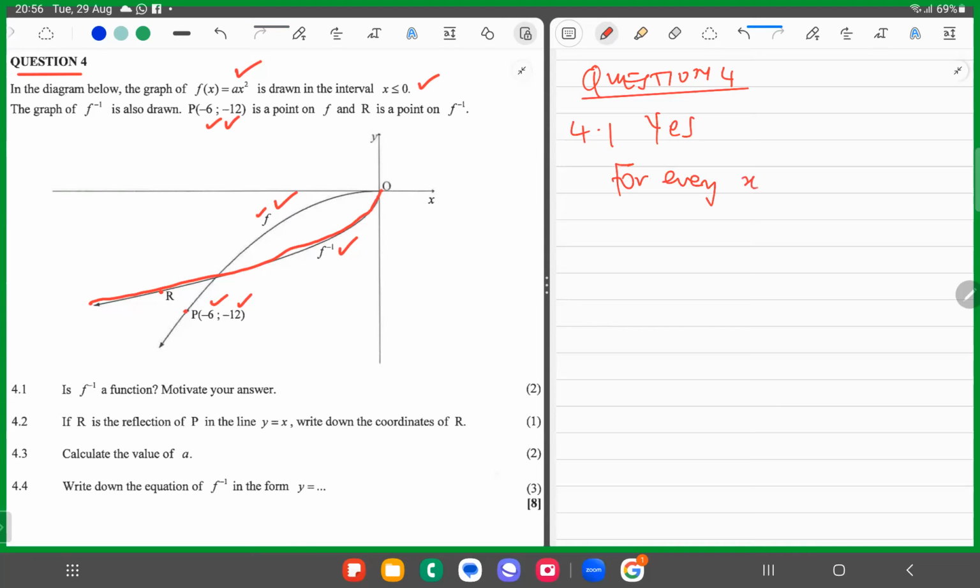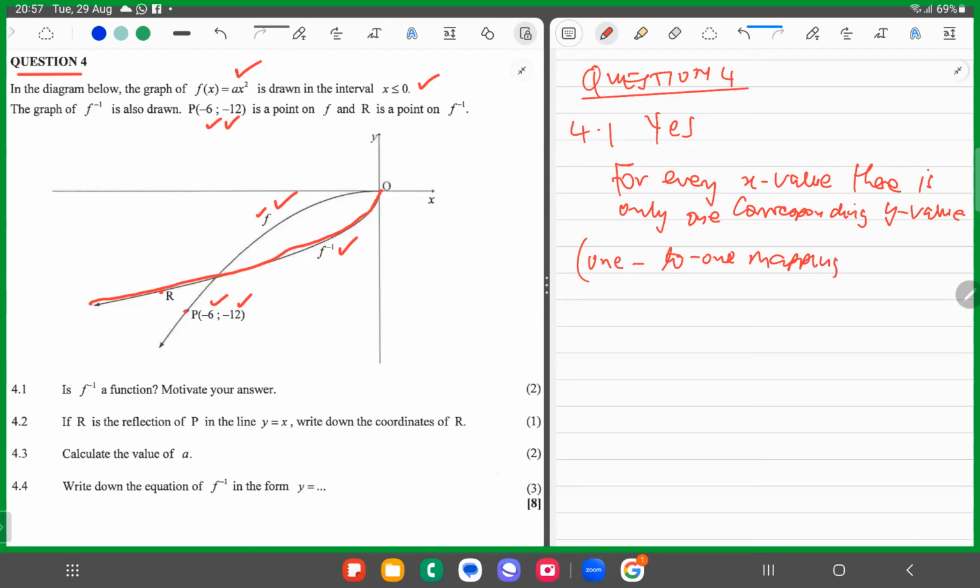for every x value there is only one corresponding y value. Or alternatively, you can say it is a one-to-one mapping.